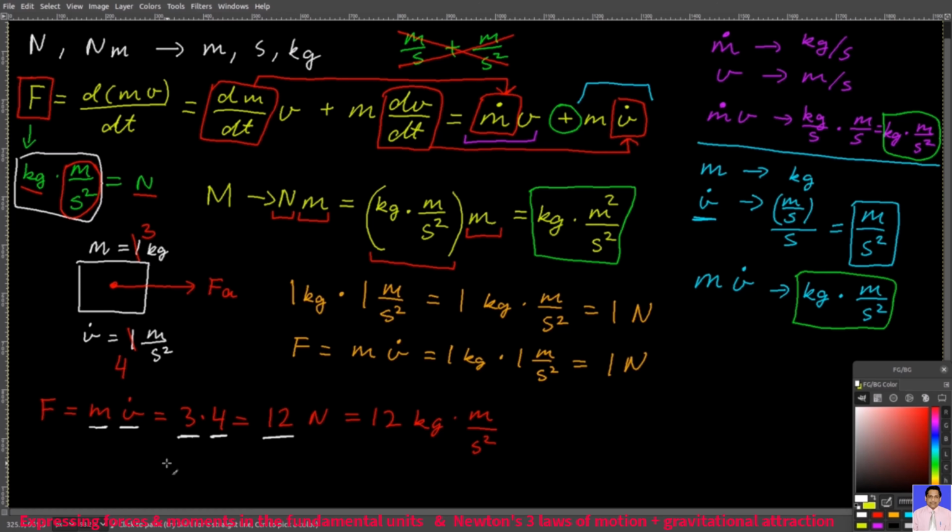And of course, if the mass is not constant, then your force formula is like this, and you can see that the quantity force ties together the change of mass with respect to time, which is in kilograms over second, the velocity of the object, which is meters over second, the mass of the object, which is kilogram, and the acceleration of the object, which is meters over second squared. And of course, the units here and here are actually the same.